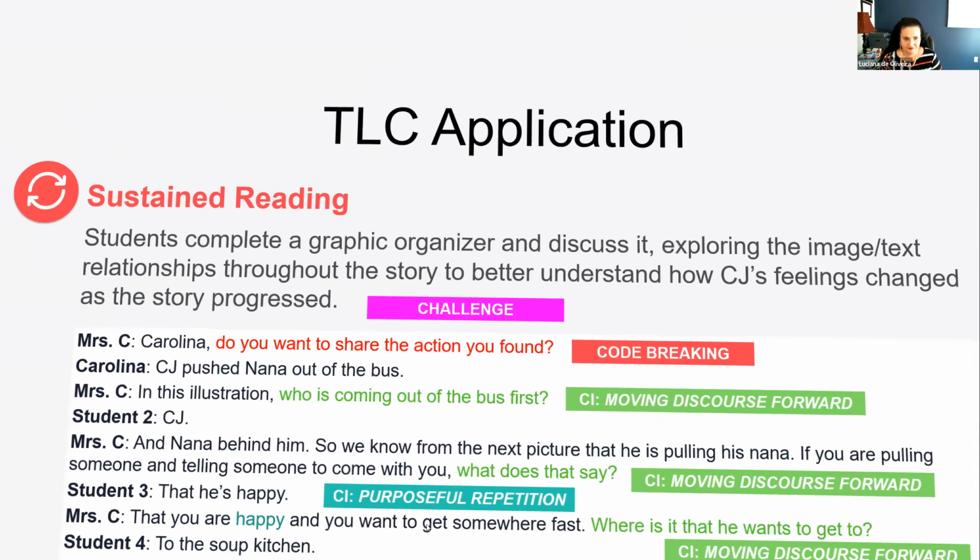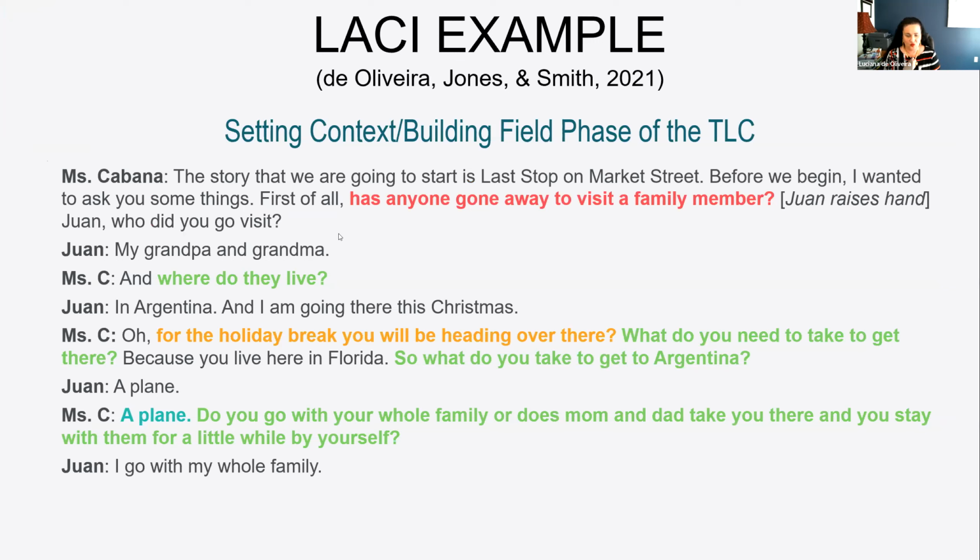Another example. I need somebody to play Juan for me, and I will be Ms. Cabana again. As you read through, I've identified some different colors here that represent different C's, and for classroom interactions, we have the different interactional scaffolding moves. So think about those interactional scaffolding moves for me, okay? I'm going to be Ms. Cabana again. The story that we're going to start is Last Stop on Market Street.